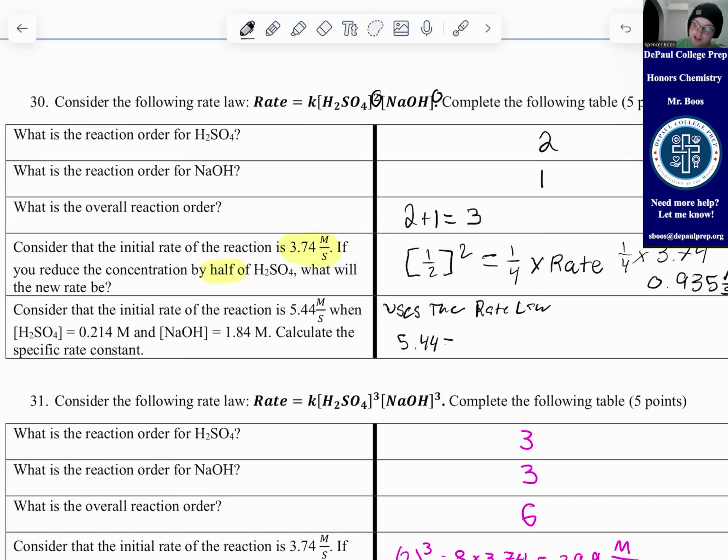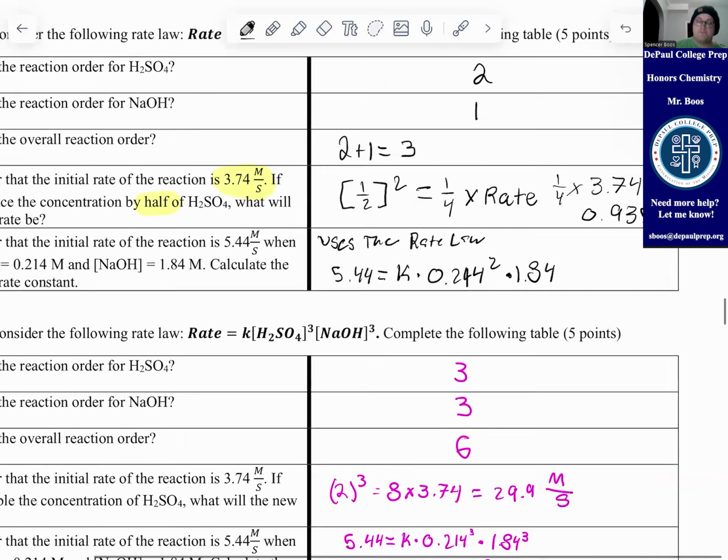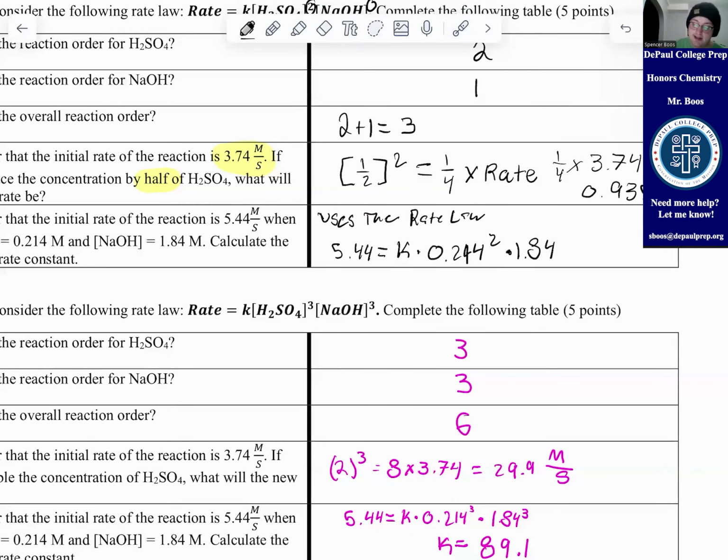5.44 is equal to K, because that's what we're trying to solve for, times 0.214 squared times 1.84, and that's without a square. So of course, we need to isolate k. To do that, we divide both sides by whatever that is, 2.14 squared times 1.84, and we divide on both sides with that.